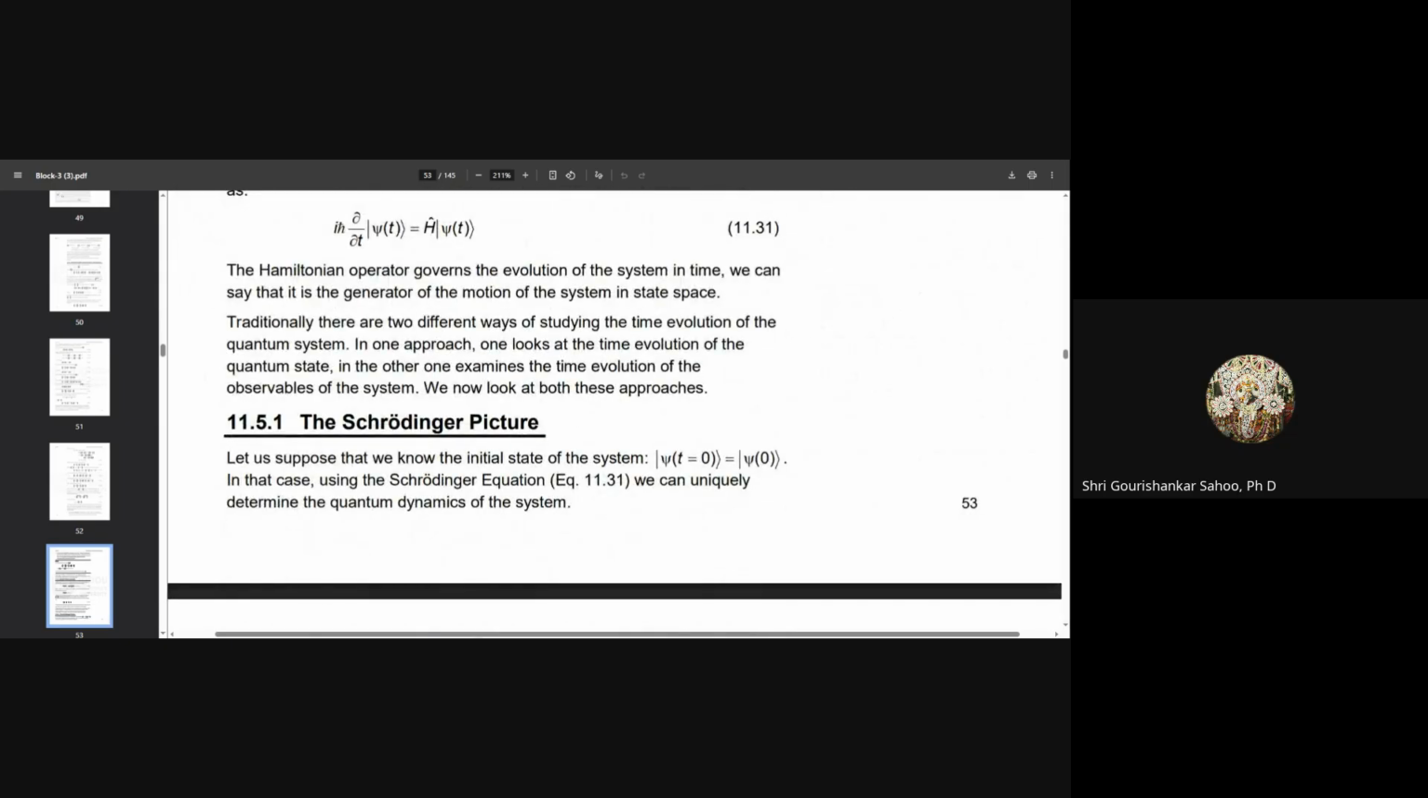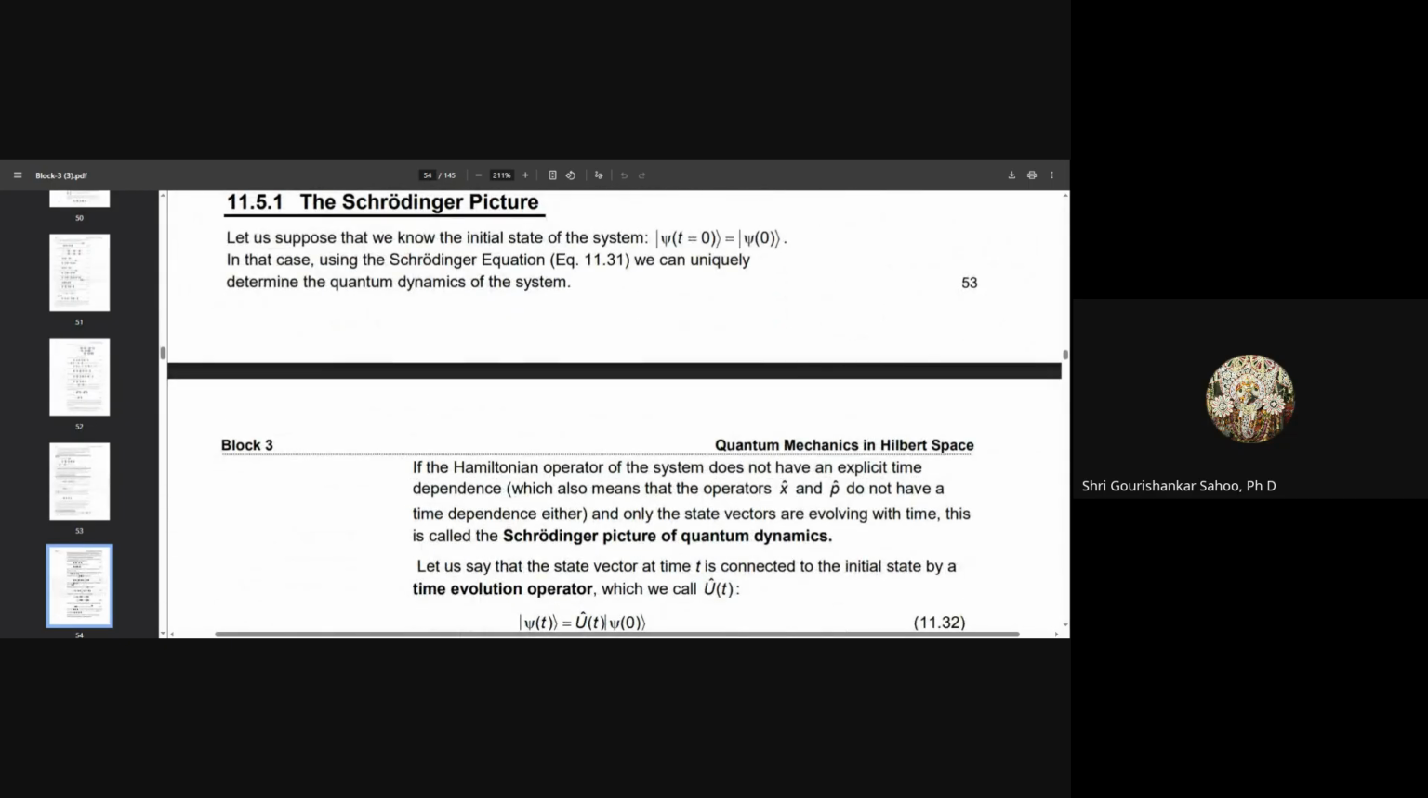Then quantum dynamics. The time evolution of a quantum system is described by the time-dependent Schrodinger equation, in differential equation form: i h cross del psi by del t is equal to minus h cross square by twice m del square psi by del x square plus V psi, where psi is the wave function, and in operator notation you have H cap psi equal to E psi, and we have discussed it.